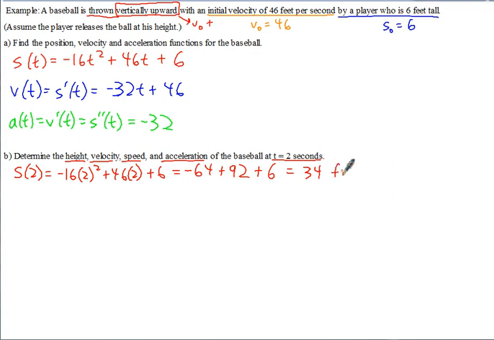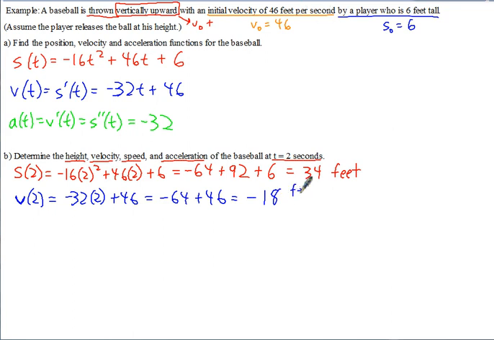So at 2 seconds, we know the baseball is 34 feet above the ground. Then the velocity at time 2, v of 2, would be negative 32 times 2 plus 46. Negative 32 times 2 is negative 64, plus 46 is negative 18. And the units for velocity here are feet per second.